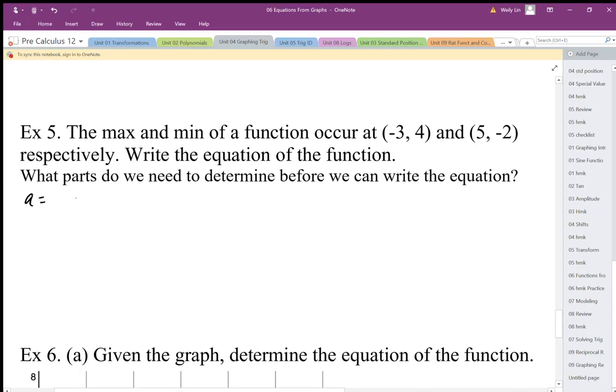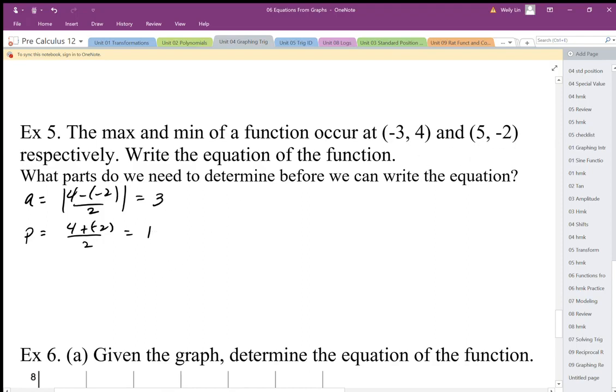I'm just going to start with my amplitude. My amplitude, I'm going to subtract. Okay, we know it goes from 4 to -2. The amplitude is going to be 6 divided by 2 is 3. We know that the vertical middle is going to be halfway between those two y coordinates. So halfway between 4 and -2 is going to be 1. It's going to go from 1 up 3 to 4, down 3 to -2.